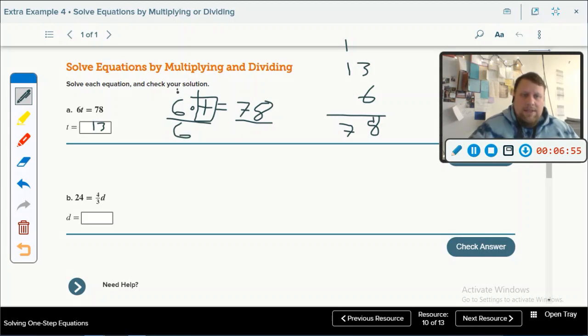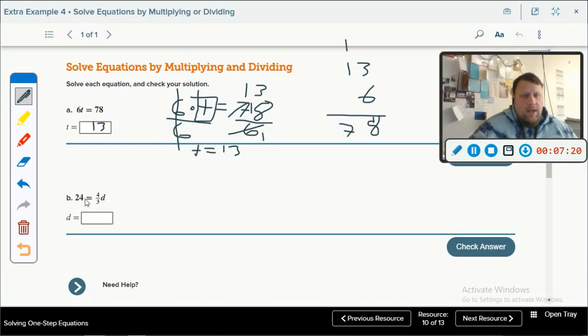And when I divide by 6, 6 divided by 6 is 1, and I'm left with just t equals, what's 78 divided by 6? Well, 6 goes into 7 once, leaves a 1, 6, which makes this 18. 6 goes into 18 3 times. Boom! I have t equals 13. See how it did the same thing?